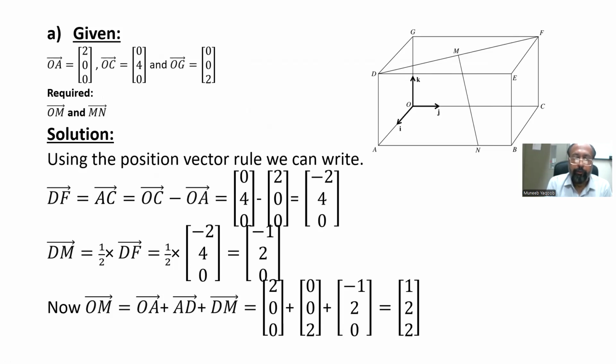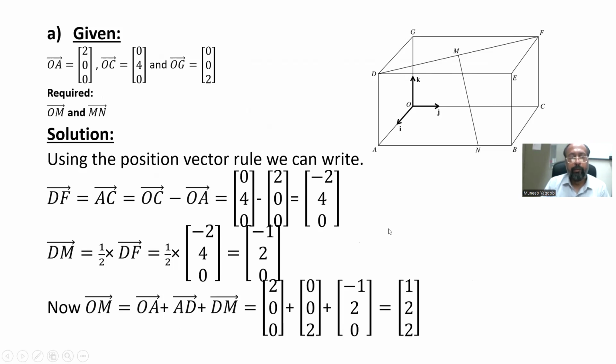For position vector AD, we can realize that OG and AD are basically equal. Why? Because it is a cuboid. So in place of AD, we can write OG, which is already given as 0, 0, 2. Plus DM, which we already calculated. Hence we add the three column vectors and we can easily find OM as 1, 2, 2. So that was the first requirement, to calculate OM.